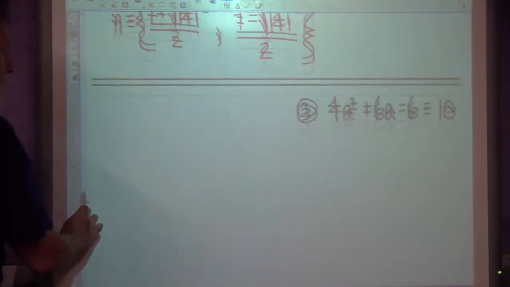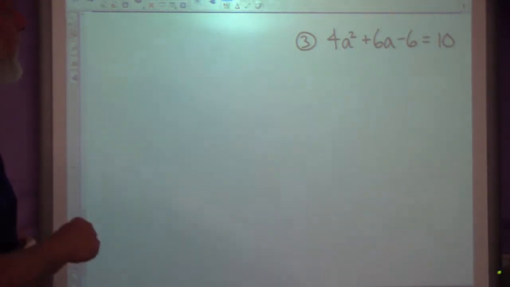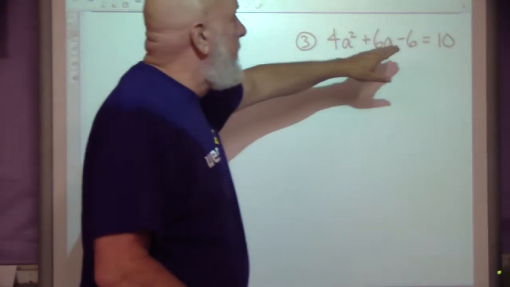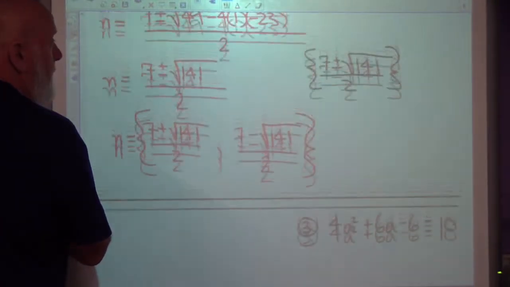We have one more here, I think. Yep. Let's go ahead and see if we can do it. Oh, this one isn't set equal to 0. We've got to set it equal to 0. The other ones were already set equal to 0.